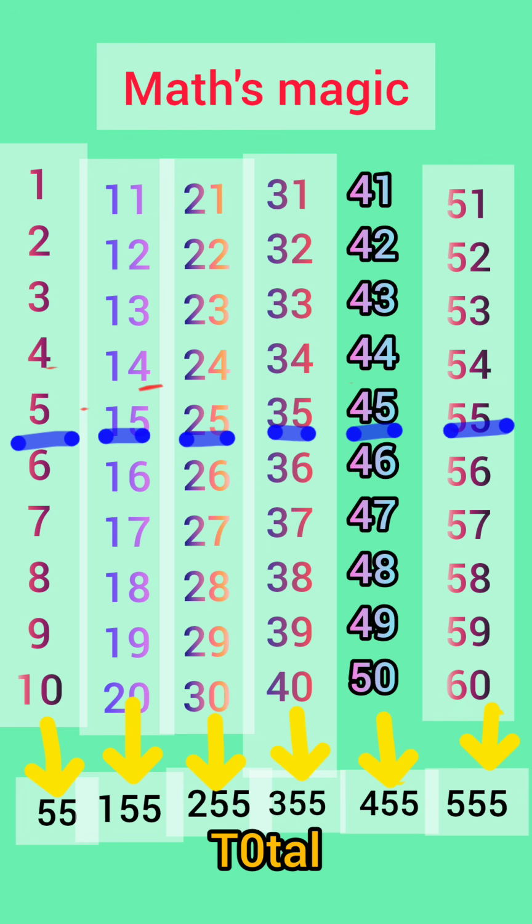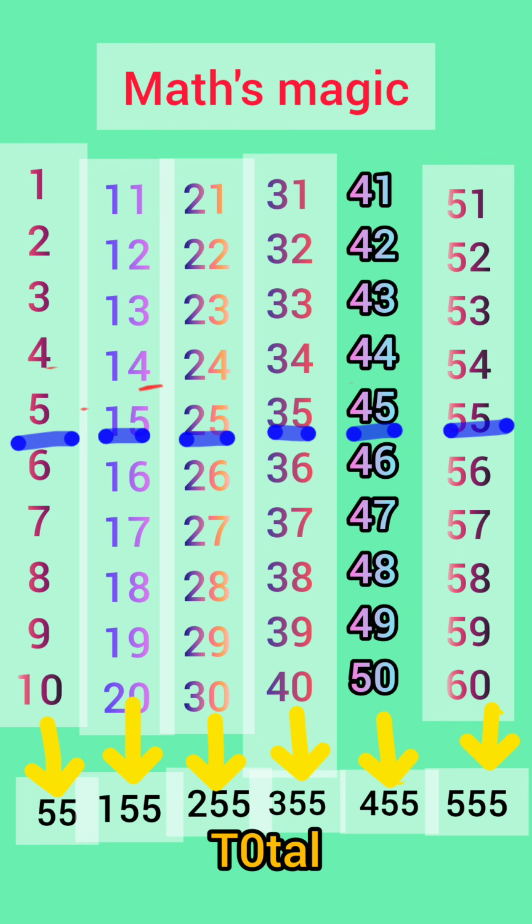Next, the fifth line. The middle number is 45. Then beside 45 write the 5, and that becomes 455. The total of the fifth line is 455.